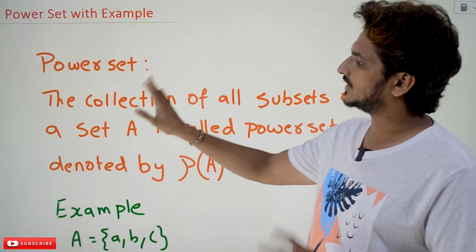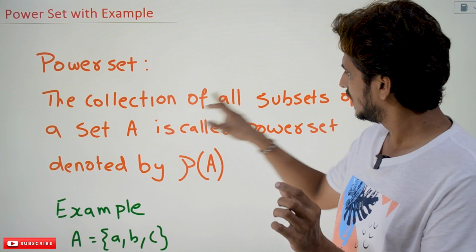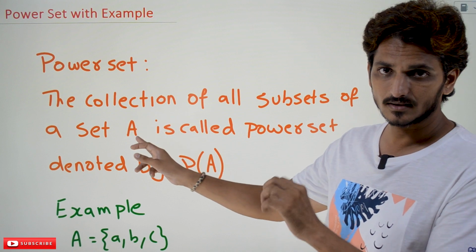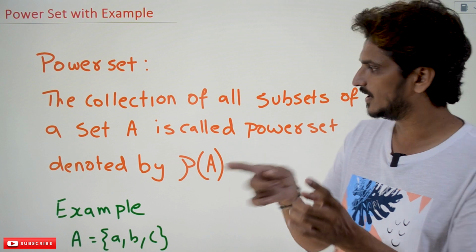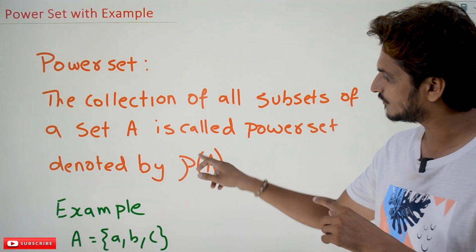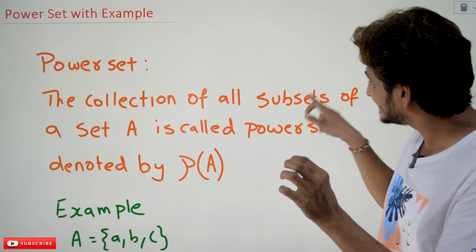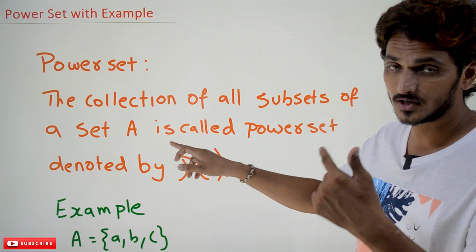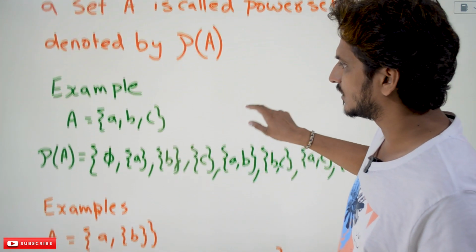See, what is power set? The collection of all subsets of set A. All subsets of set A is called the power set. It is denoted by P(A). The collection of all subsets of set A. Don't forget this point. Based on that, we are going to understand the concept. With an example we are going to understand.